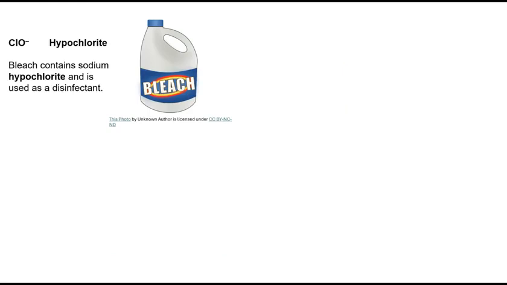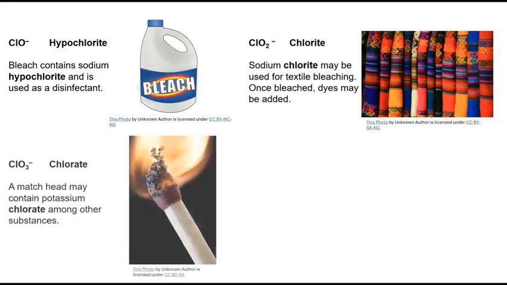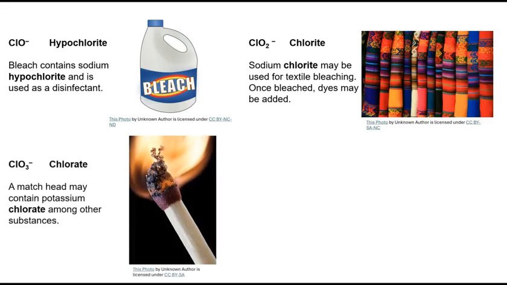ClO-, hypochlorite. Bleach contains sodium hypochlorite and is used as a disinfectant. ClO2 with the minus charge is chlorite. Sodium chlorite may be used for textile bleaching. Once bleached, dyes may be added. ClO3- chlorate. A match head may contain potassium chlorate, among other substances.